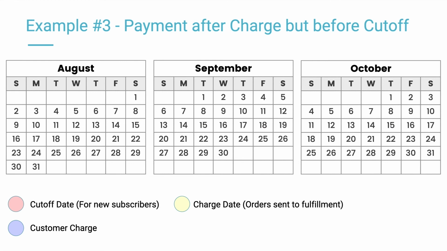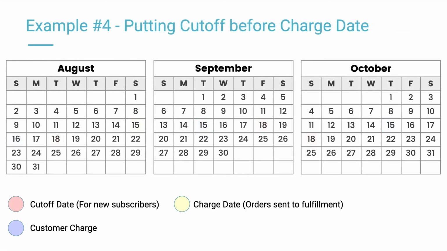What if a customer slides in between the charge date and the cutoff date? In that case, the customer will get charged after they complete checkout, and because they made it before the cutoff date, they will receive the August box and get charged again on September 15th, October 15th, and so on.